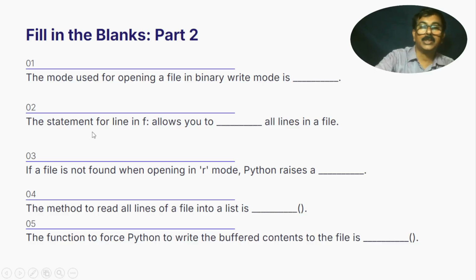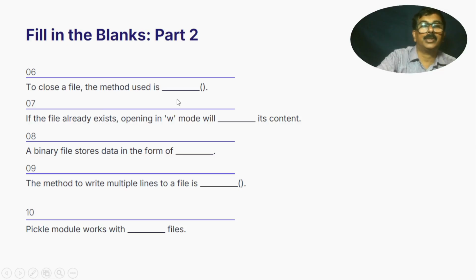WB. The statement for line in f colon allows you to read all lines in a file. Question 3. If a file is not found when opening in R mode, Python raises an exception. The method to read all lines of a file into a list is readlines. The function to force Python to write the buffered contents to the file is flush. To close a file, the method used is close.